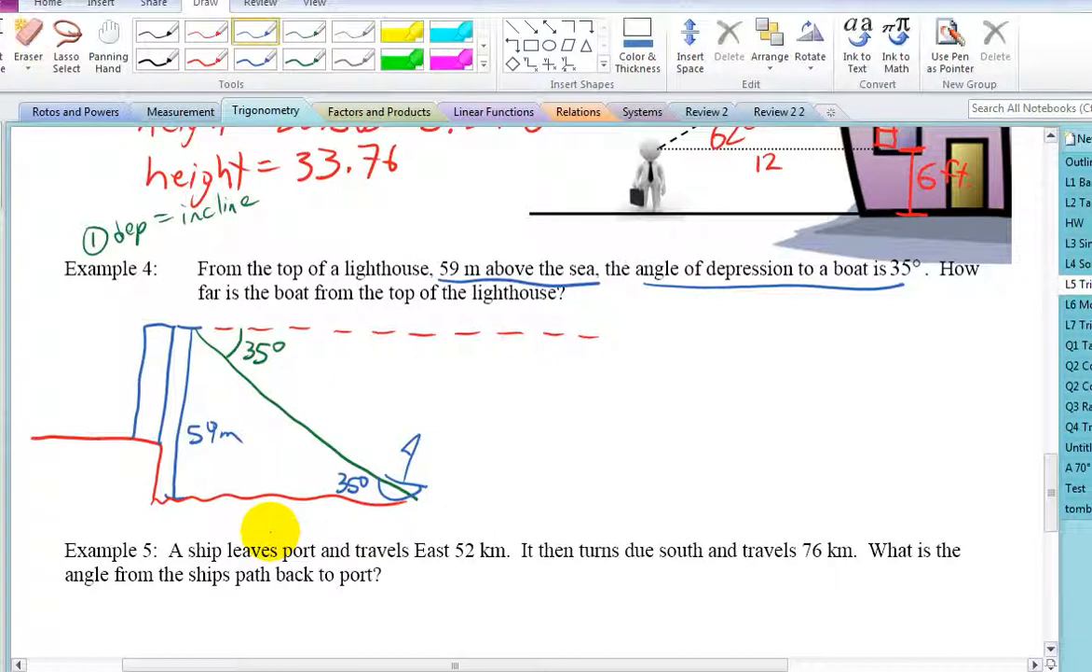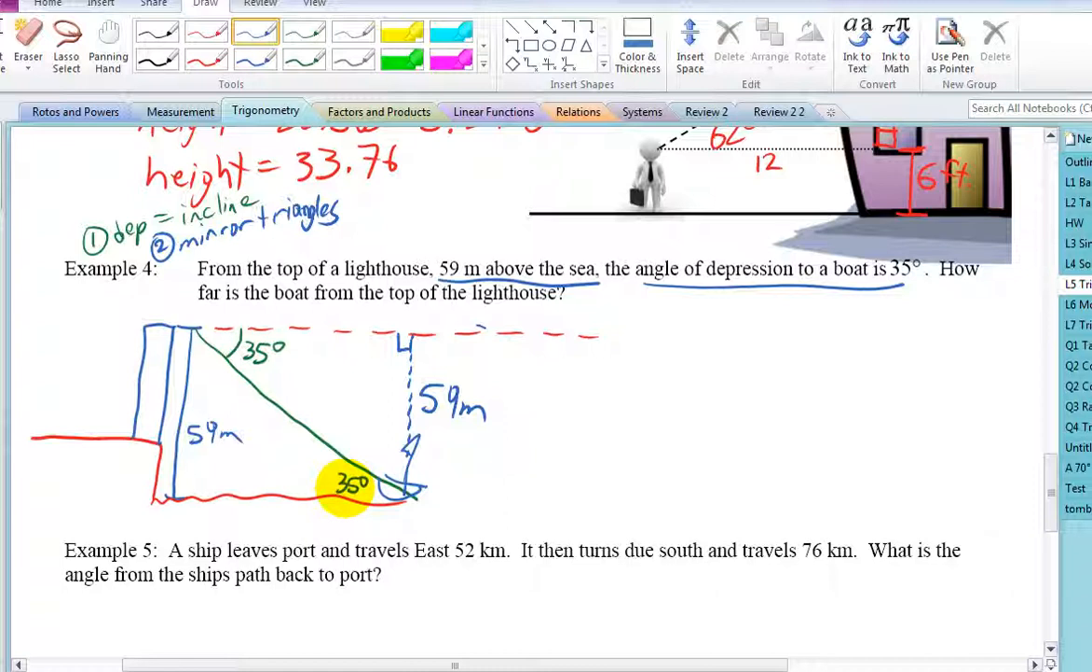Or the other thing we could do is we could do mirror triangles. Okay? So we could drop a line down here, and now our triangles are mirror images of each other. So this is also 59 meters. That's probably the easiest for you guys because we don't do the parallel line rule anymore.